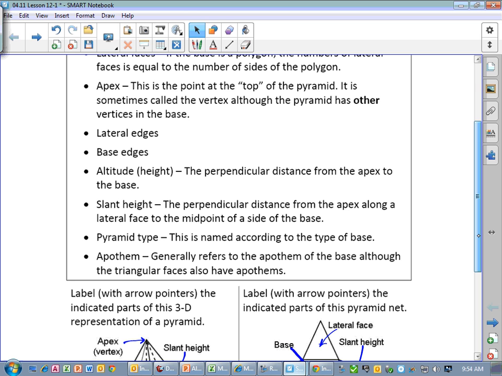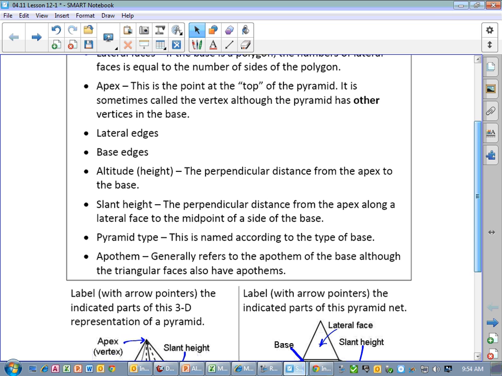The altitude, just like the altitude of a triangle, the altitude of a pyramid is the height of the pyramid. It's the distance from the apex straight down, so perpendicular to the base. The slant height is along the sides of our pyramid.